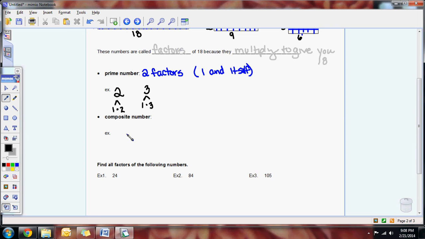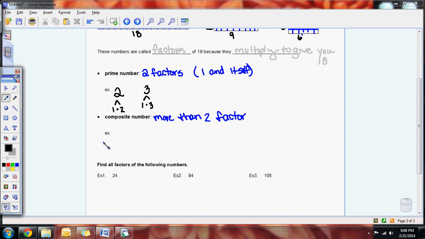Composite numbers are every other number. So composite numbers have more than 2 factors. They could have 3 factors, 4, 10, whatever. They just have more than 2. So for example, the number 4 would be a composite number because the factors of 4 would be 1 times 4, 2 times 2. So I have these 2 factors and these 2 factors. 18 from our first example, that has much more than just 2 factors. So 18 would be a composite number.